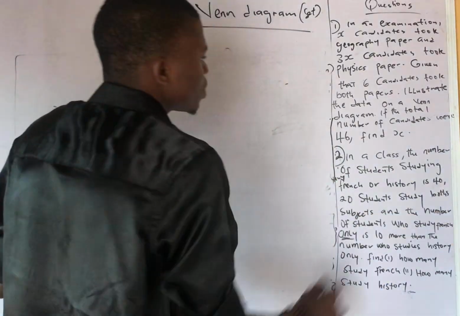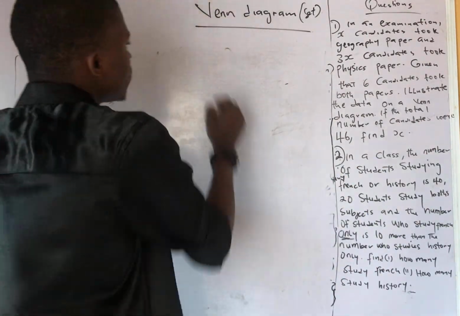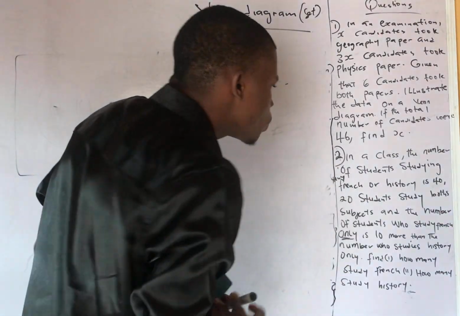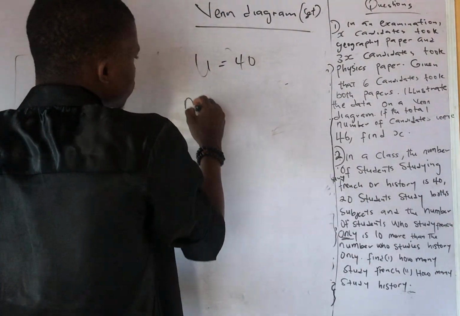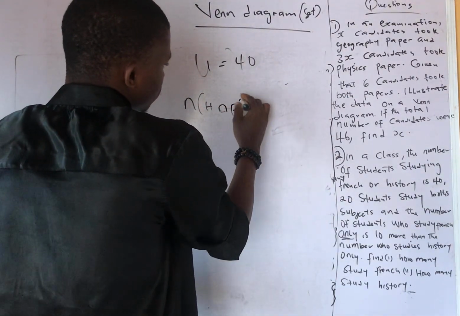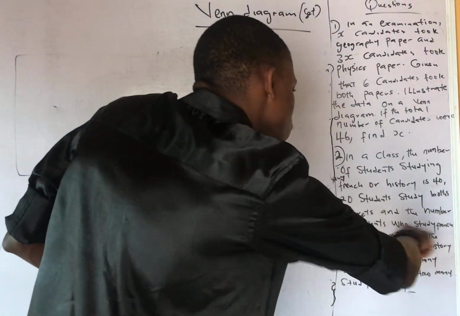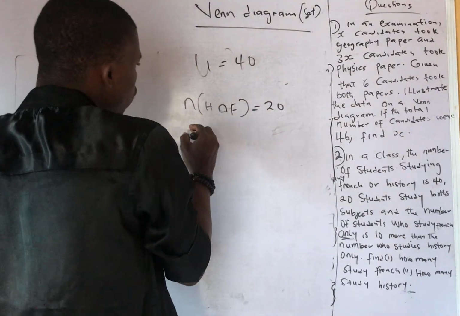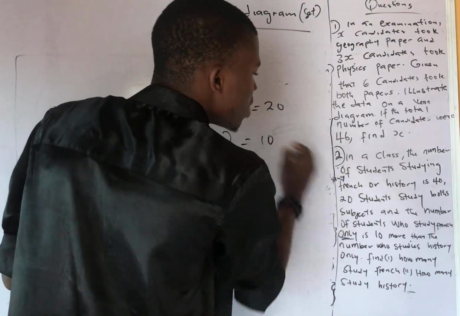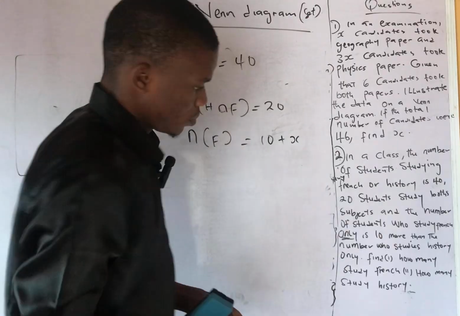Then in question 2, they said in a class the number of students studying French or history is 40. That means the universal set is 40. Then 20 students study both subjects. That means students that study history and French is 20. Then they said the number of students who studied French only, take note of that, French only is 10 more than the number of students who study history, that's plus x.